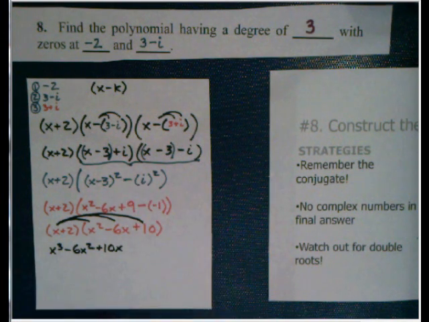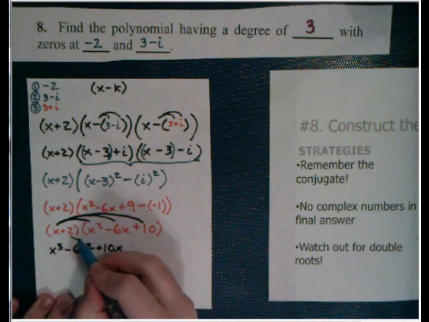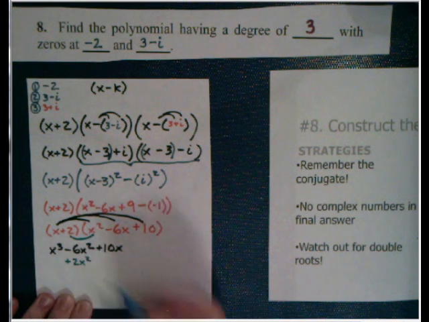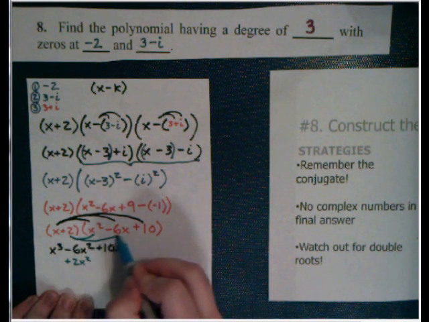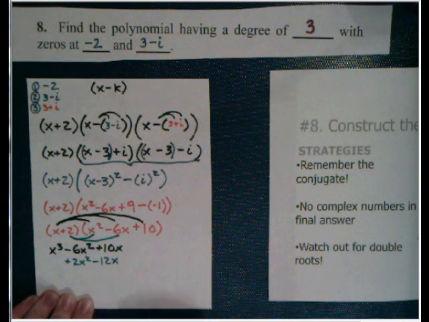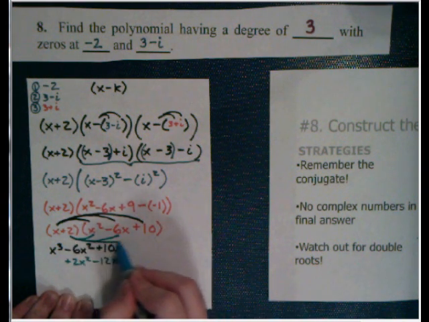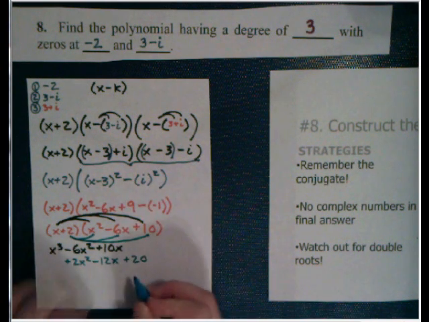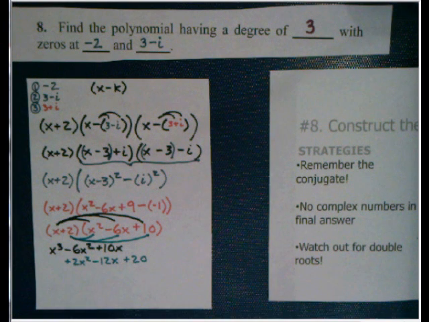And now you might notice here when I go and write my second row, I'm going to be really careful with where I do it. I'm going to line up like terms here. So positive 2 times x squared is going to be plus 2x squared. Positive 2 times negative 6 is going to be negative 12x. And last, positive 2 times positive 10 is positive 20. And so there we go. We've written it all out. Now we've just got to combine like terms and add these puppies up.